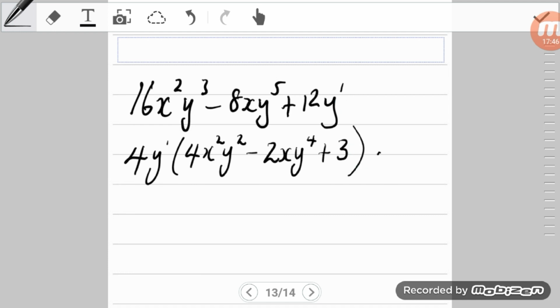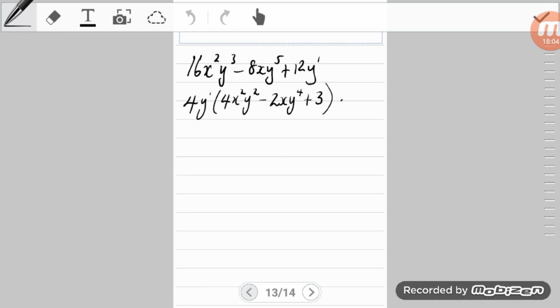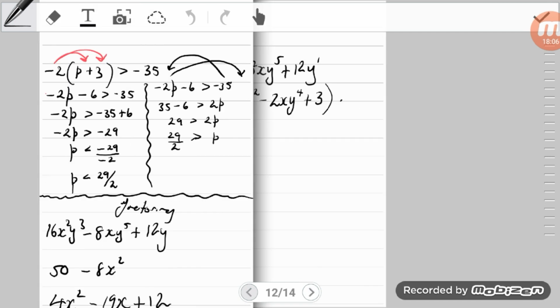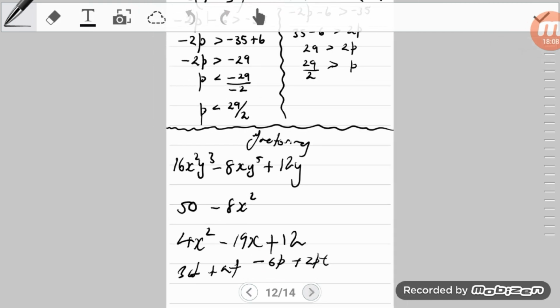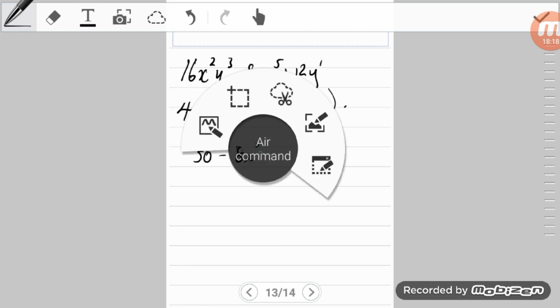And there isn't anything much that we can do to the equation at this point in time. There's nothing to add. There's nothing to subtract. There are no like terms. Okay? And so we're going to move on to the next question. So that completes that factoring method. All right. So now we're going to move on to 50 take away 8x squared. And this also is another very interesting factoring method here.